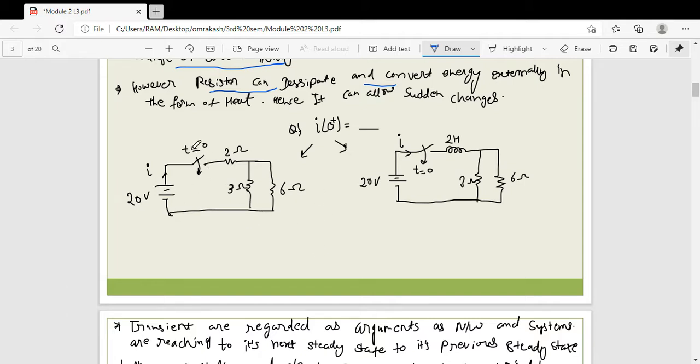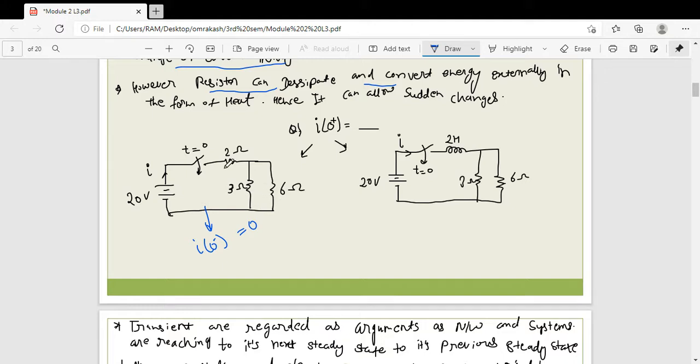When you close the switch at t equal to 0 instant of time, what current is flowing in that circuit? Previously this is an open switch, so I at 0 minus is 0 because current can't flow in that circuit. But at t equal to 0, this switch is closed. Here all are resistive elements, so there is no transient for this resistive element.